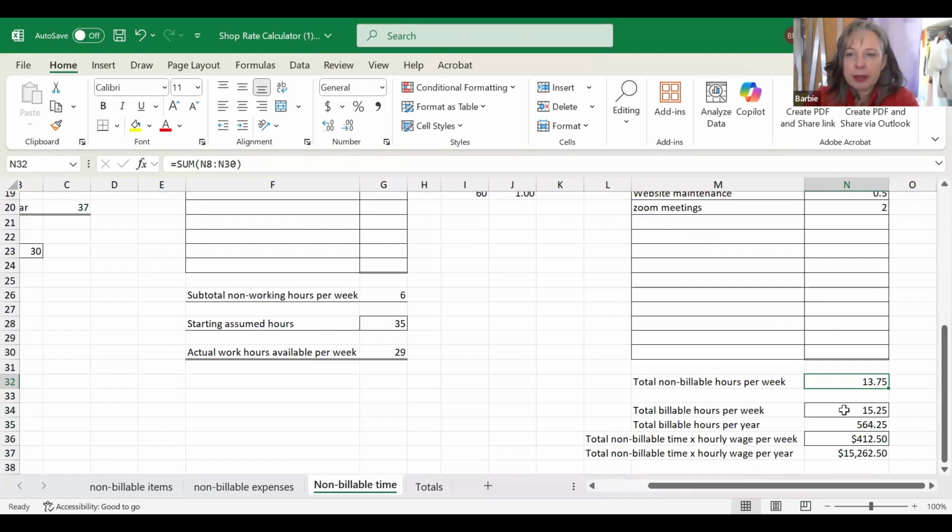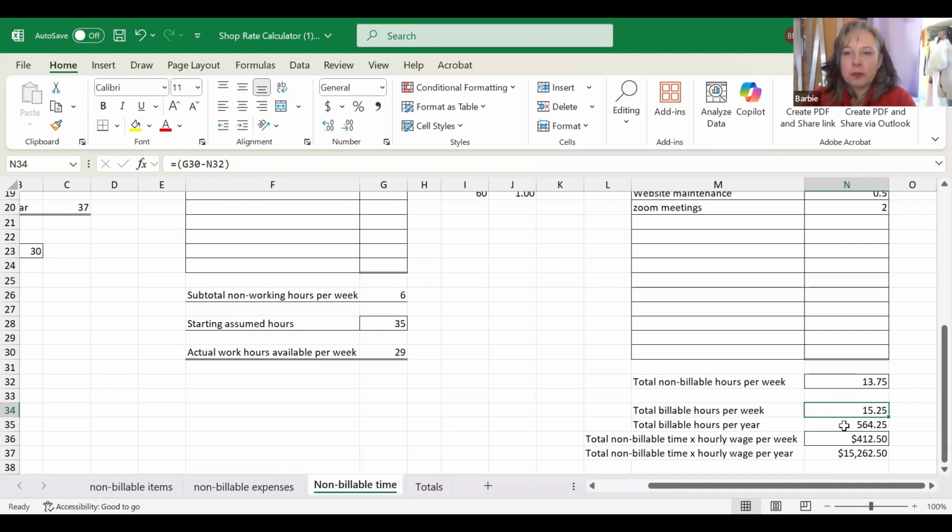Now, this number is simply my available hours per week minus this number, which gives me this number. So even though I think I'm working, or I am working 35 hours a week, I really only have 15 billable hours per week. So if you think, gosh, I'm charging $30 an hour, I'm making $1,200 a week. No, you're not. You're making 500. And I just made up those numbers. They're probably wrong, but it's a lot less than you think.